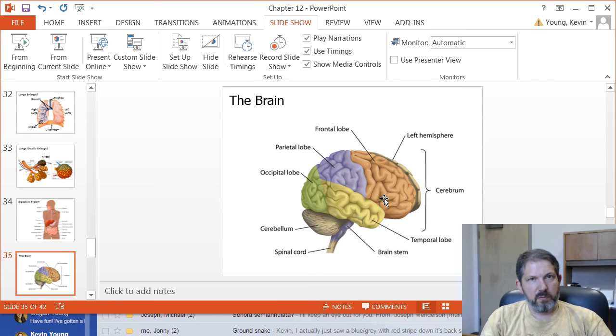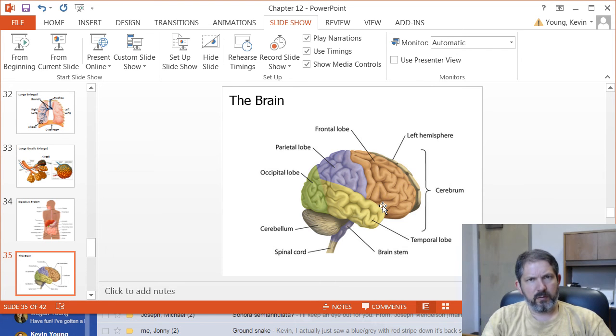The brain has different lobes. It's a little bit arbitrary, but you have a left and right hemisphere. That's not too arbitrary, but the lobes, there's a frontal lobe, parietal lobe, temporal lobe, occipital lobe, different functions in each.